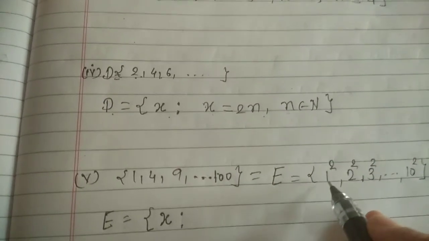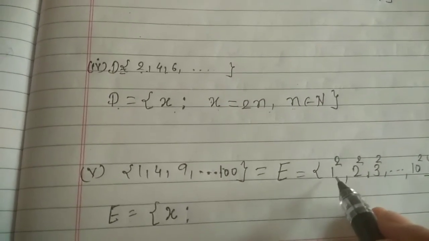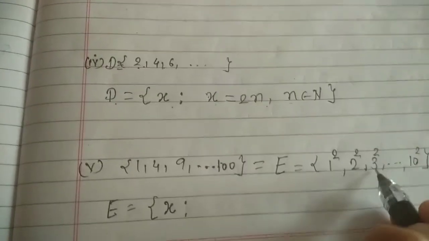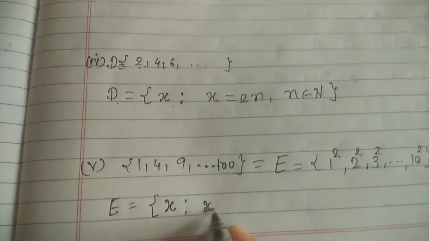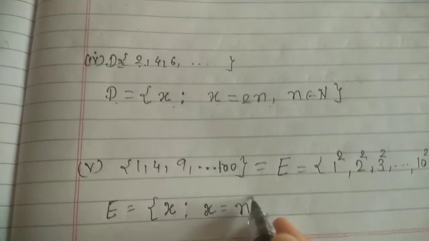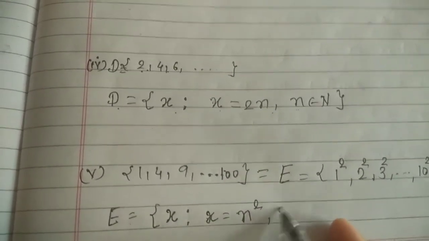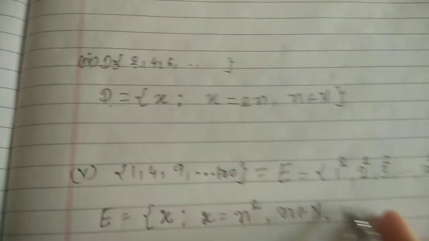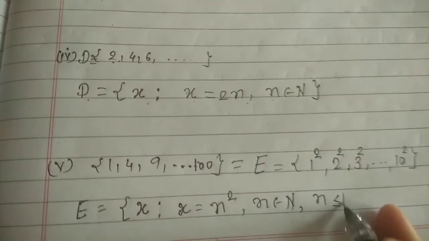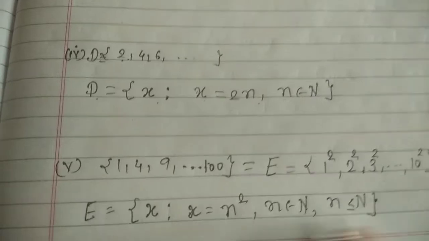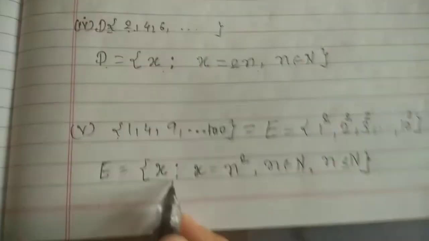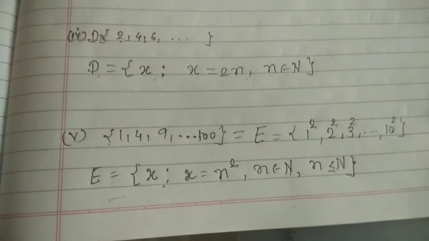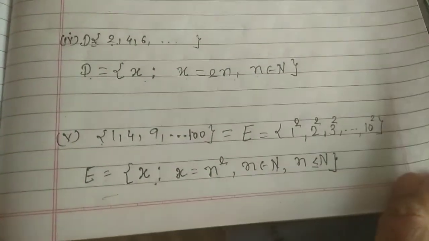So here which value is changing, students? Yes, its base: 1, 2, 3 up to 10. So I should write down here x is equal to n square, where n belongs to N and n is less than or equal to 10. So this is your set for E. Now I hope you understood how to write the roster form into the set builder form.